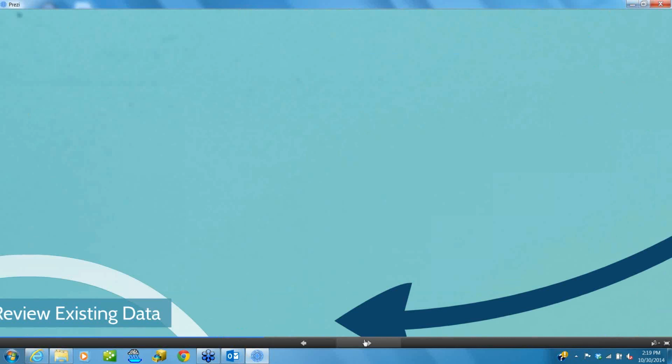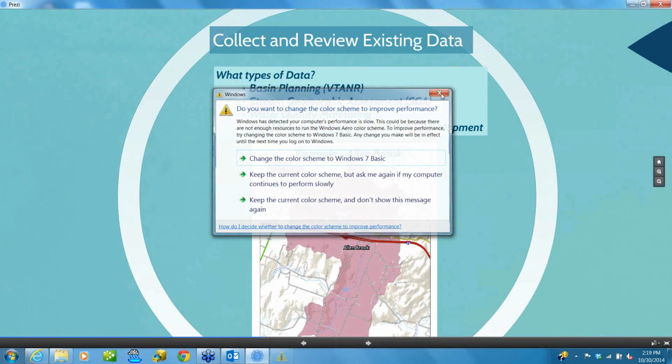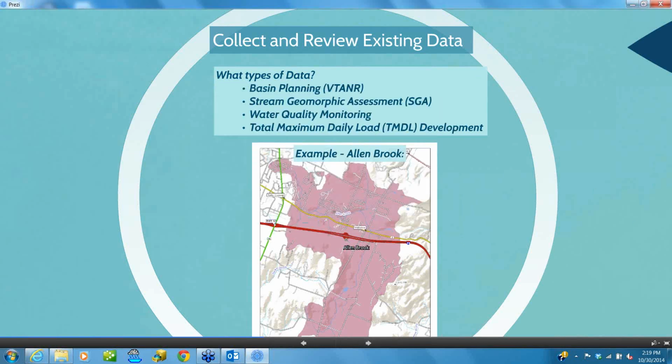So the first step in the process: there's a whole host of data available in Williston, depending on where specifically you are. For example, there's basin planning data available through the Vermont Agency of Natural Resources. There's also stream geomorphic assessment data, water quality monitoring data, and then certain areas of the town are subject to total maximum daily load development, specifically Allen Brook, subject to flow restoration plans.